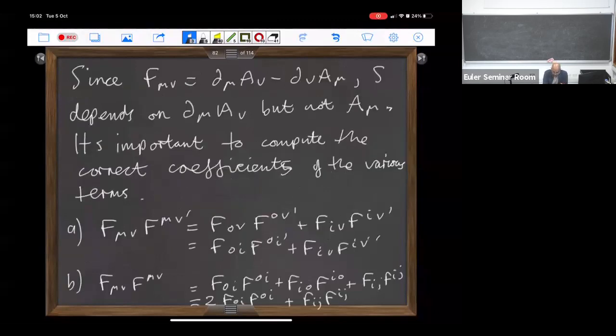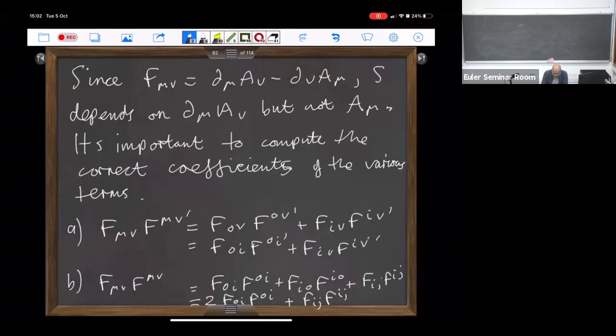Okay, now, as I was saying, we have to do this computation carefully to get the coefficients of the various terms correctly. So for the next few minutes, we're just going to walk through this calculation.